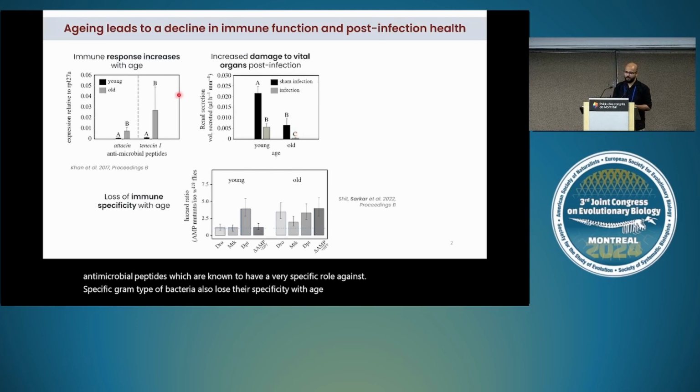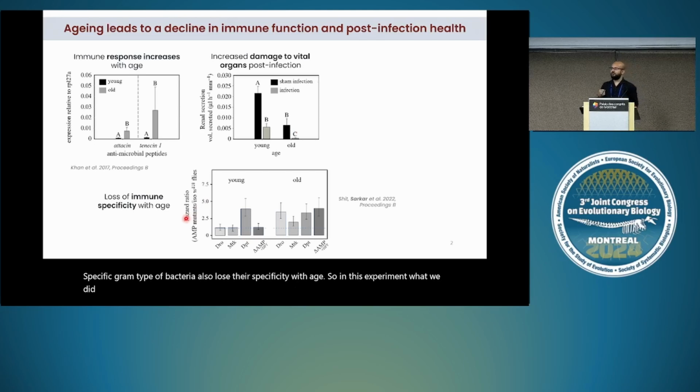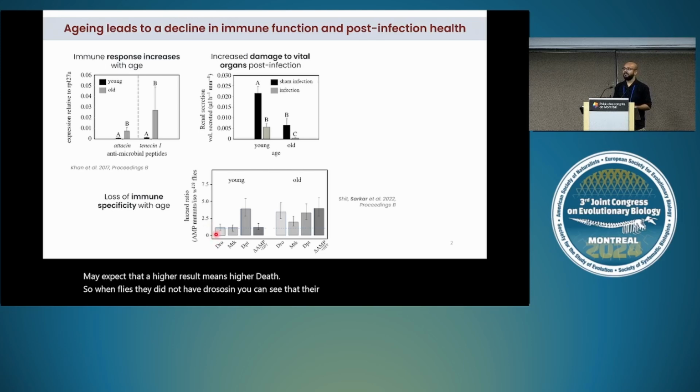In this experiment, we infected Drosophila melanogaster knockouts for antimicrobial peptides with the gram-negative bacteria Providencia rettgeri. On the y-axis, we have the hazard ratio, which is the proportion of individuals dying after infection compared to the controls. You may expect that a higher hazard means higher death. When flies did not have Drosocin, you can see that their hazard is pretty low. That means there may be some other antimicrobial peptides acting in the fly to defend against Providencia rettgeri.